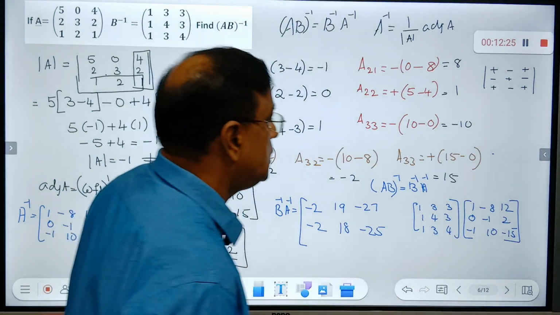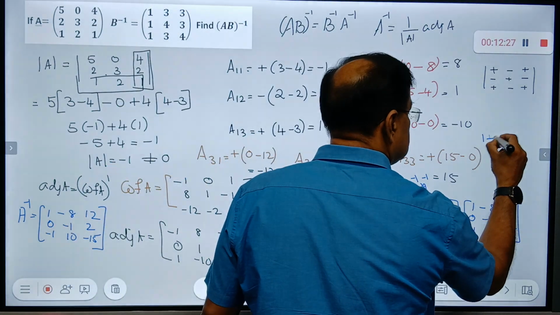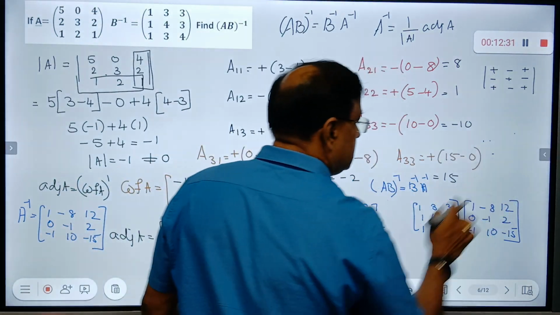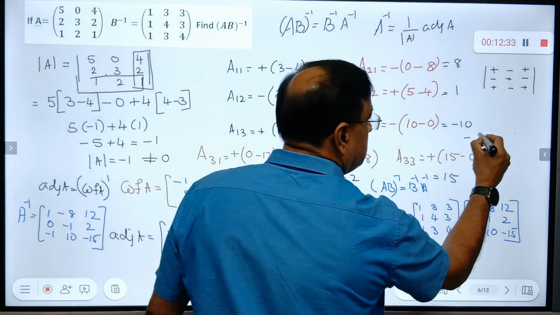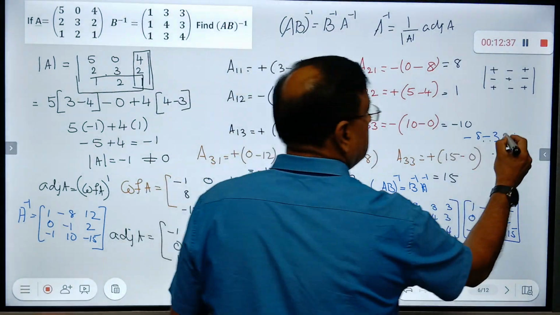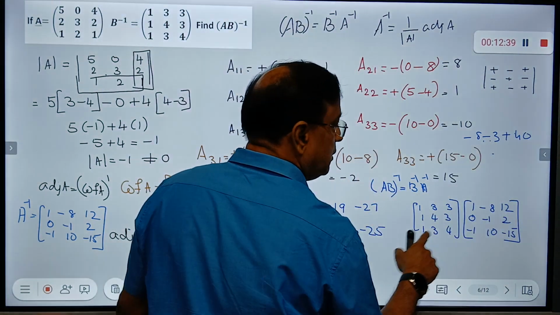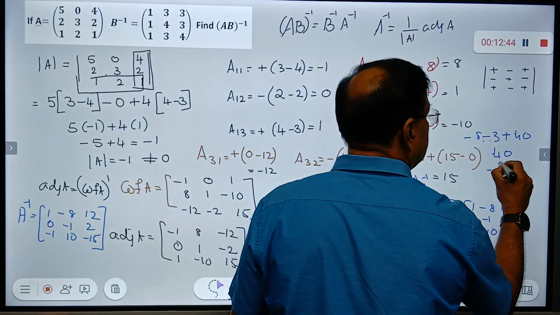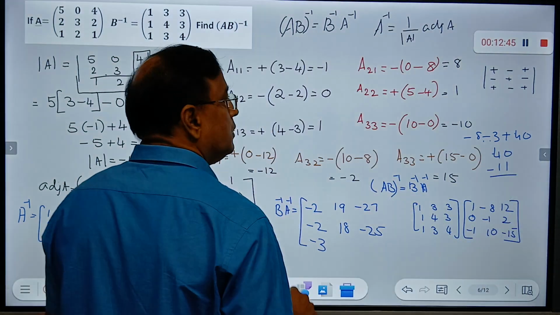Now the next element. It is 1 plus 0 minus 4, therefore it's minus 3. Now third row, second column: minus 8, minus 3, plus 40, correct? So it's 40 minus 11. What is that? 29.